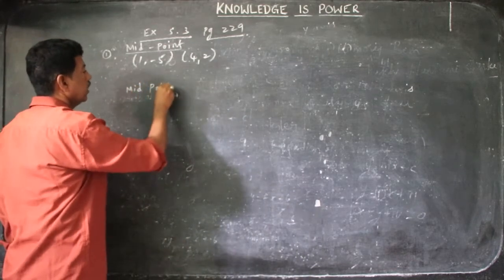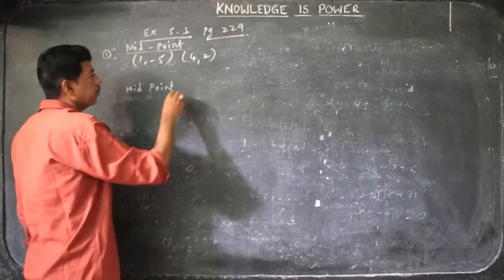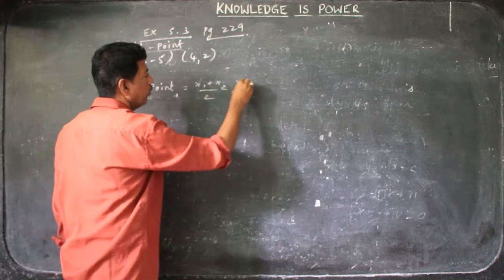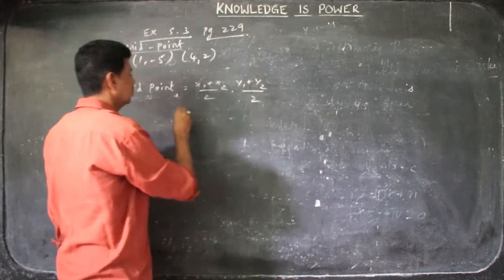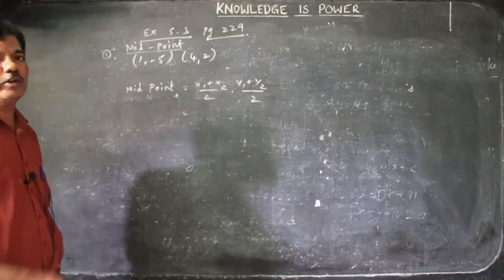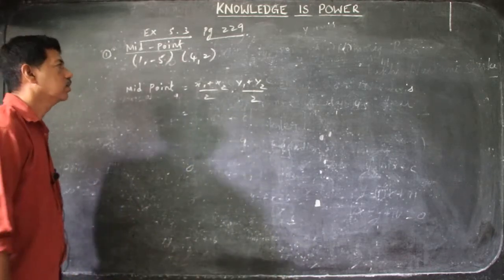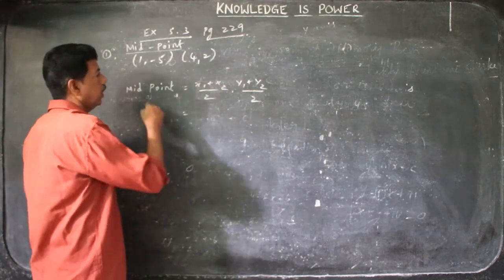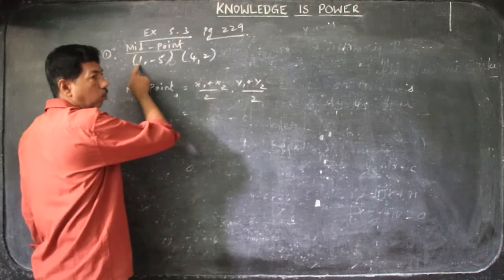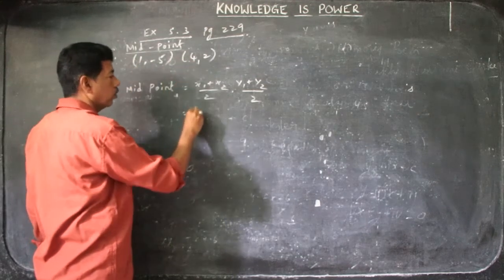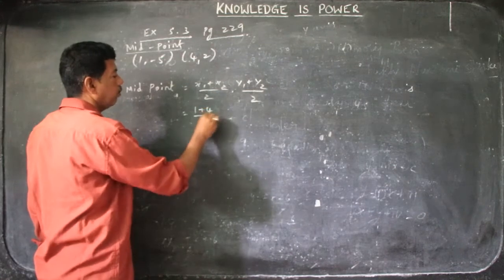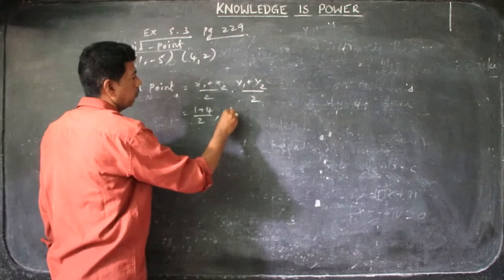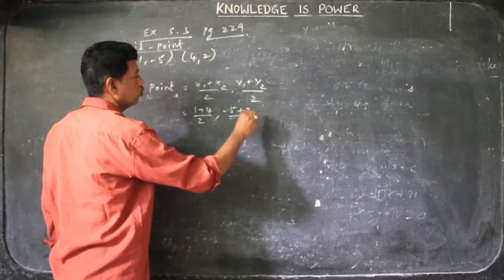Okay. Now, what is the midpoint formula? Already we have gone through it in previous classes. Midpoint equal to x1 plus x2 by 2, y1 plus y2 by 2. We can directly use it also. No need to write the formula if you understand clearly. If you do not understand, then write some additional steps. Midpoint. So what is x1? 1 plus 4 by 2, comma, minus 5 plus 2 by 2.